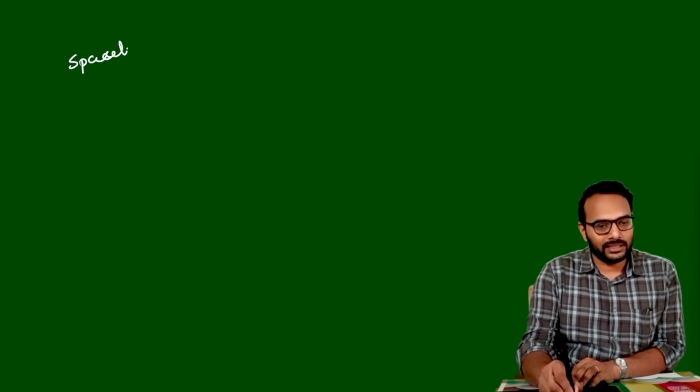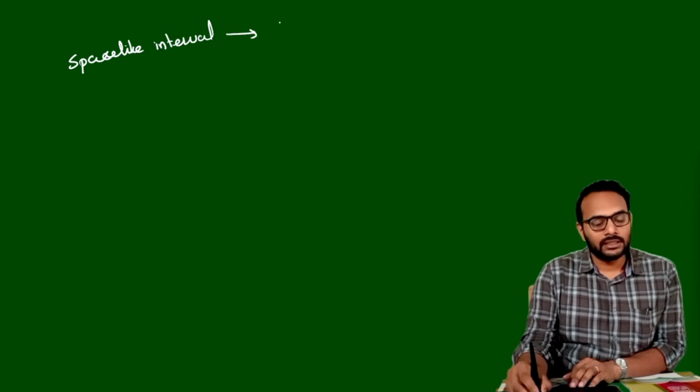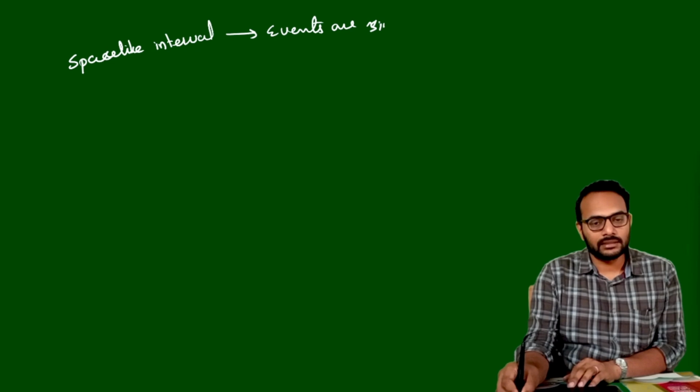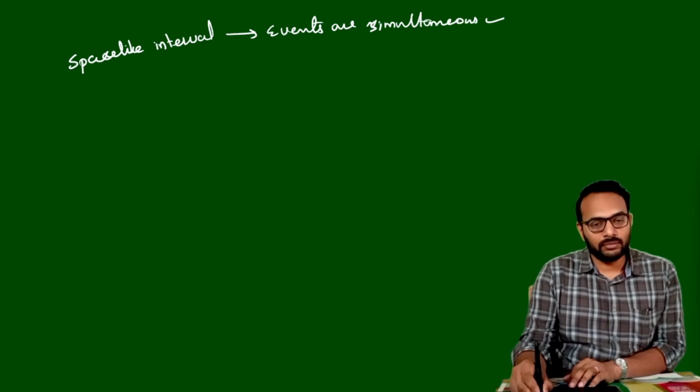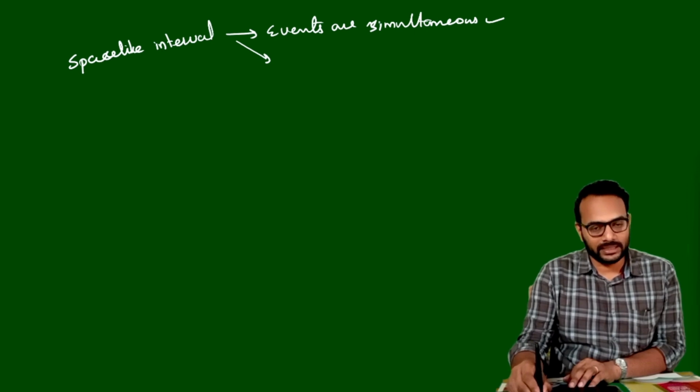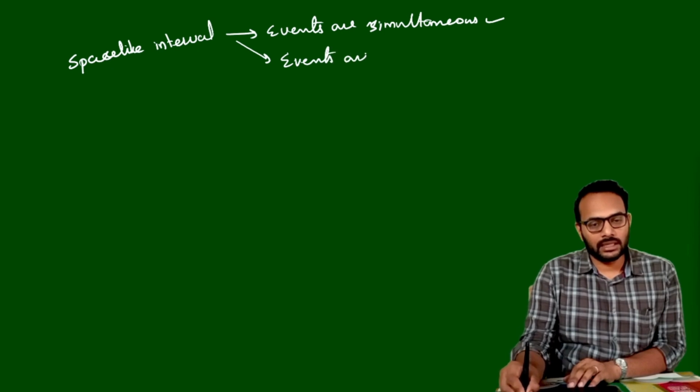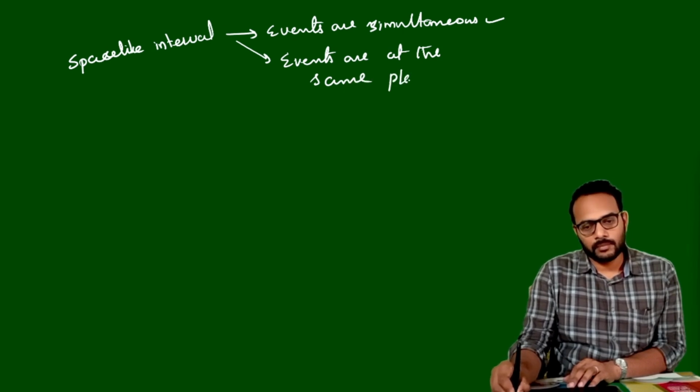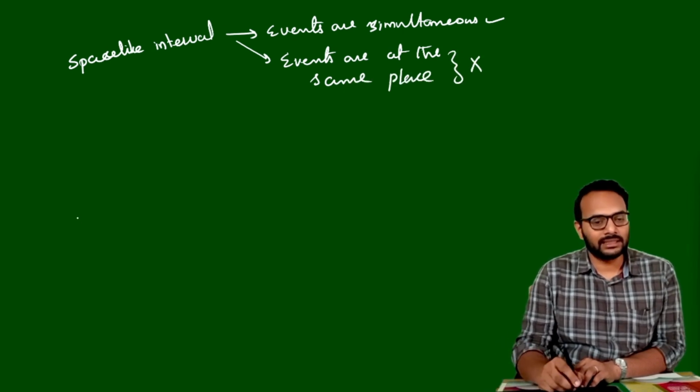If the interval between events is space-like, there's always a frame in which events are simultaneous, but there's no frame in which events take place at the same point in space. There's no frame where events are at the same place.